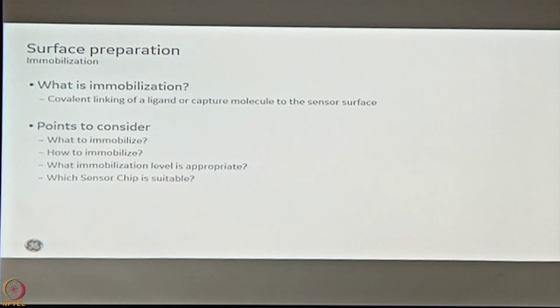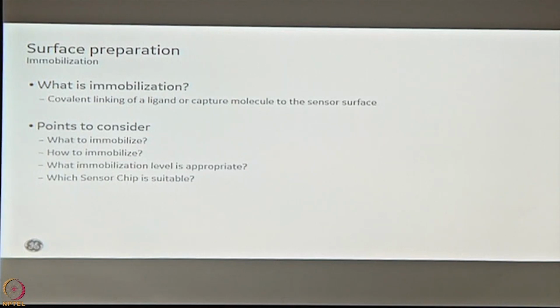So, points to consider: first, which one you would like to immobilize, then how you would like to immobilize, which chemistry you are going to use, whether you are going to use the direct binding approach or the indirect binding approach, all these things. What is the immobilization level you would like to use? Different applications require different immobilization amounts. For example, in kinetics, adding too much ligand is extremely detrimental, you do not get the right kinetic data, your ligands have to be immobilized very, very low.